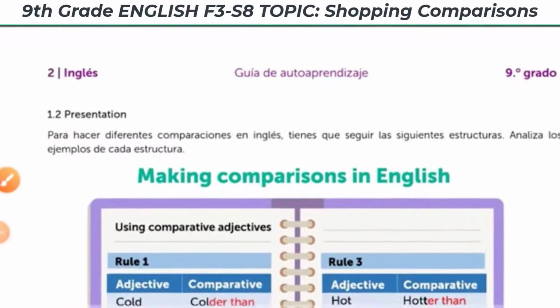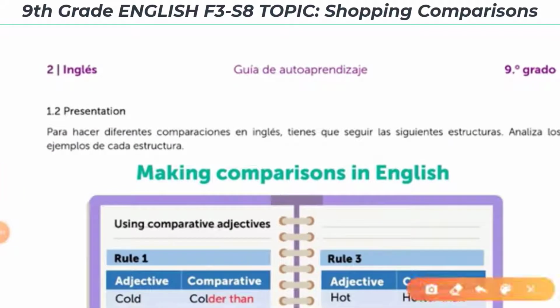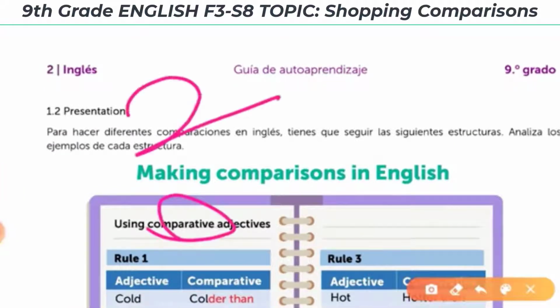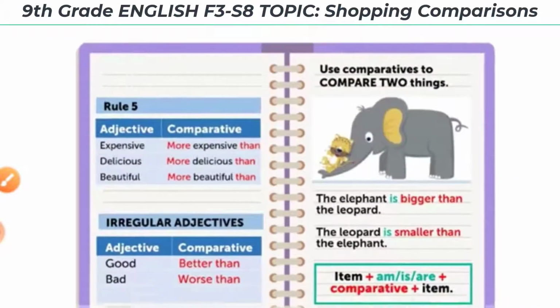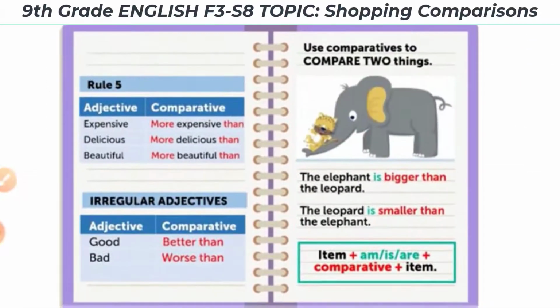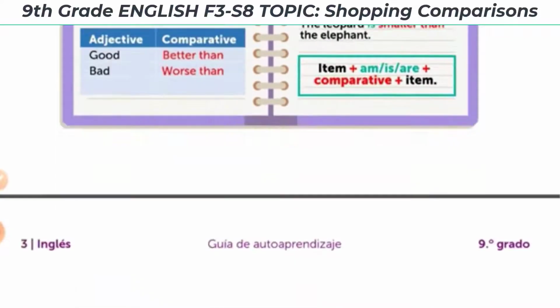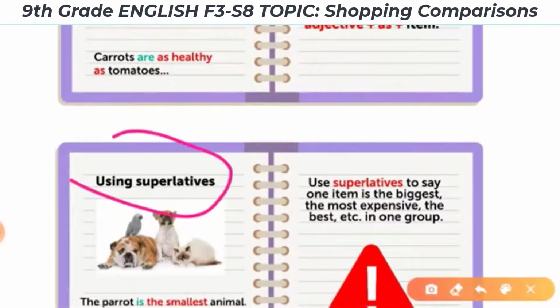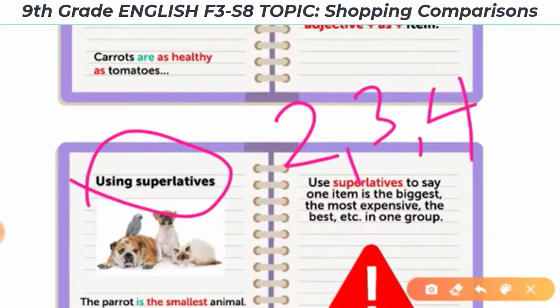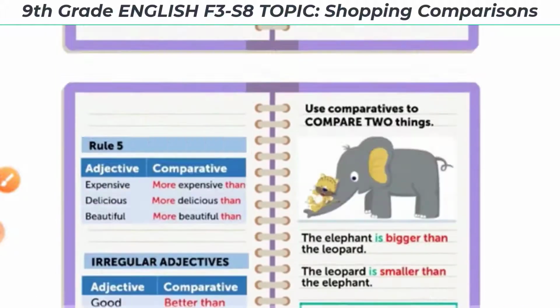Remember that a comparative is when you're comparing two objects or two items. That's comparative because you're comparing only two. But a superlative, attention, a superlative is when you're comparing more than one. Superlative is when you're comparing 2, 3, or 4. Remember, that's superlative.